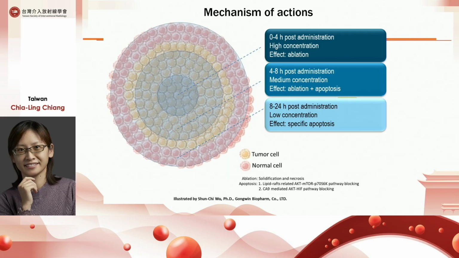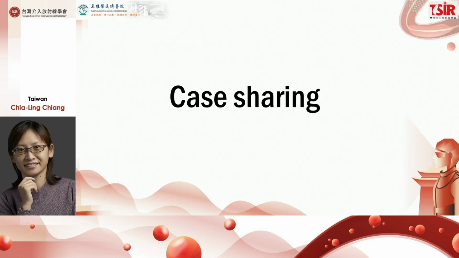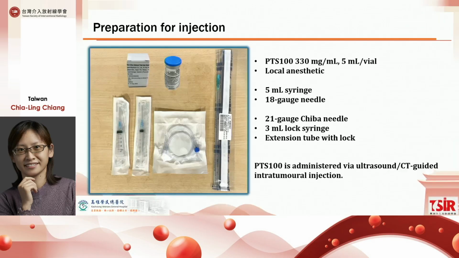And the outermost zone, the third zone, is the area between the tumor cells and the normal parenchyma. The PTS will selectively accumulate in cancer cells and trigger specific apoptosis. So it works in layers, with stronger chemical ablation in the center and specific cell apoptosis toward the edge. Then I will show you several cases in our clinical practice.